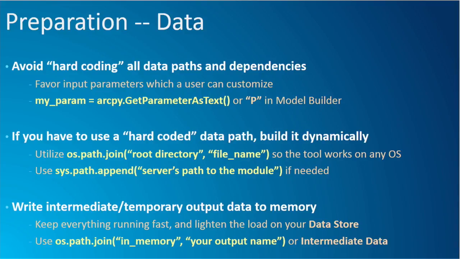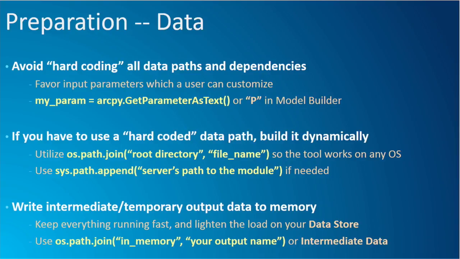So we want to make sure there's no dependencies in the script tool itself on data that might not be found on the server later when someone's trying to run it. Because remember, when they're reaching out to that GP service, it's not on your laptop anymore. It's on a different machine. So a good way to get around that issue is to use these get parameter as text functions from ArcPy.